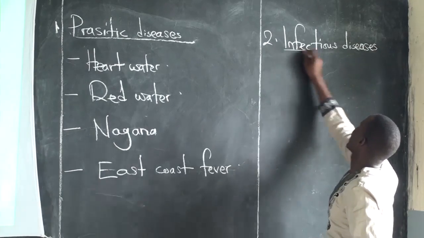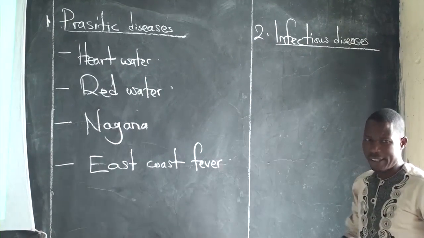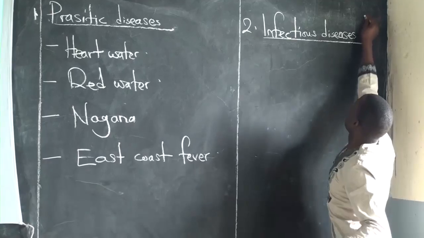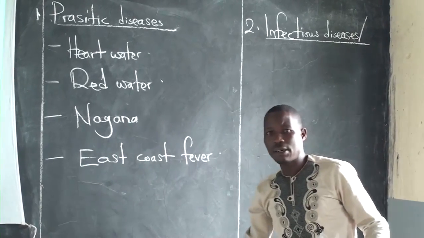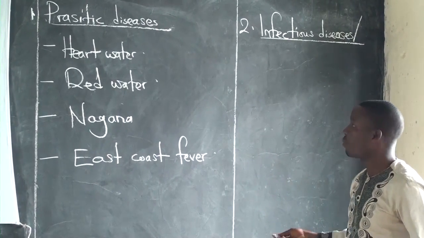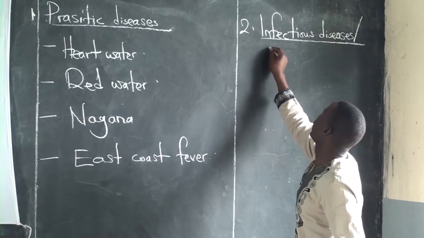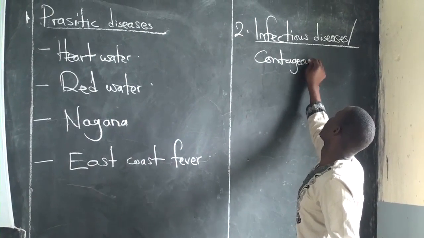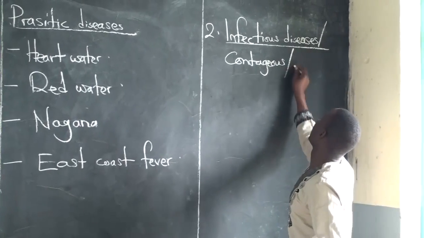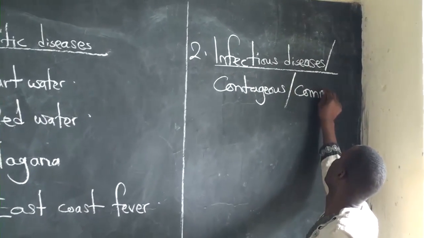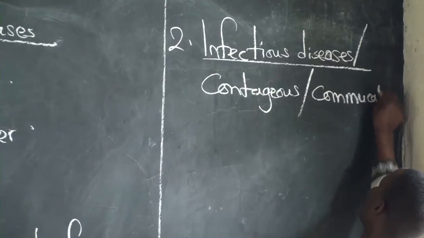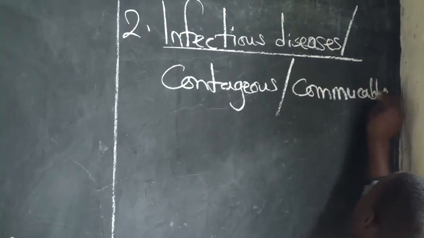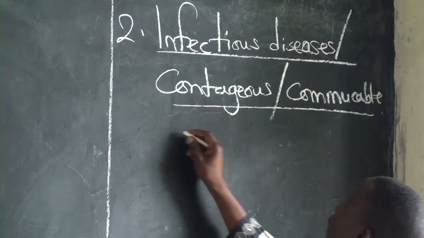Infectious diseases, we can have other terms we can refer to this. We can also call them contagious, or communicable. They can be called contagious. They can be called communicable diseases.